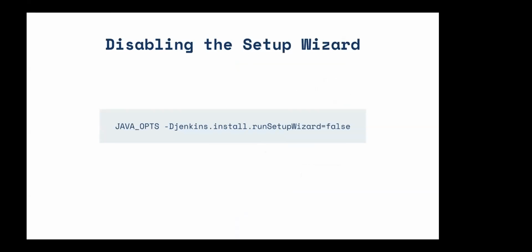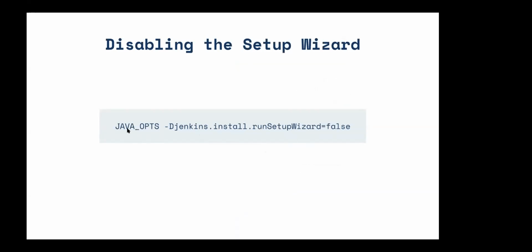So first of all, if we're going to use JCasC to configure our Jenkins instance, we should remove the setup wizard. And Jenkins provides us a way of doing that. We just pass in this option, runSetupWizard equals false.